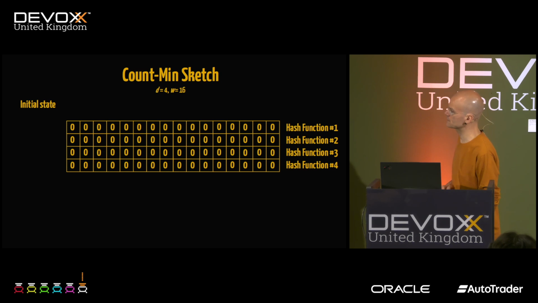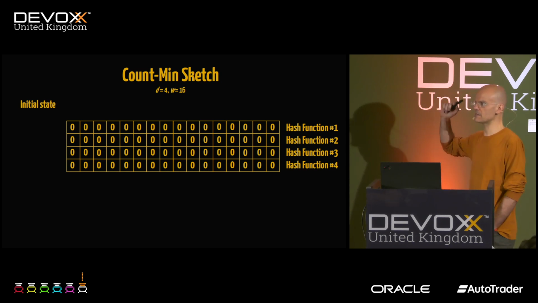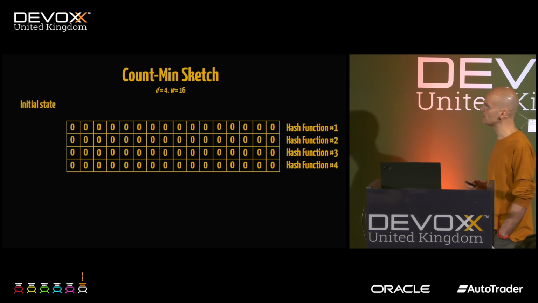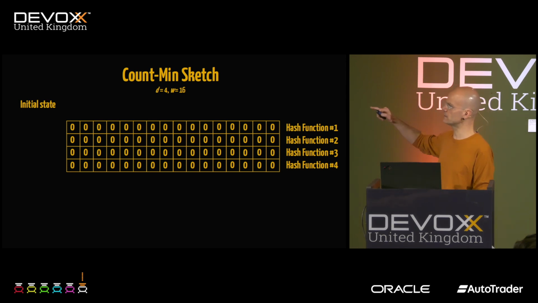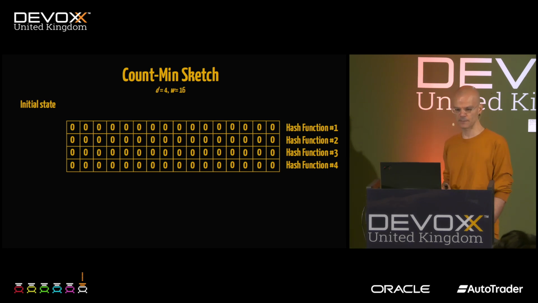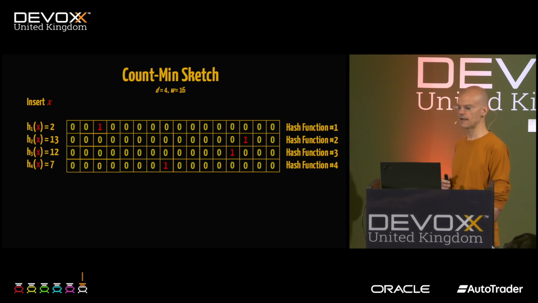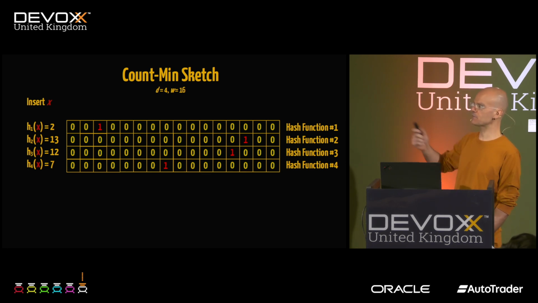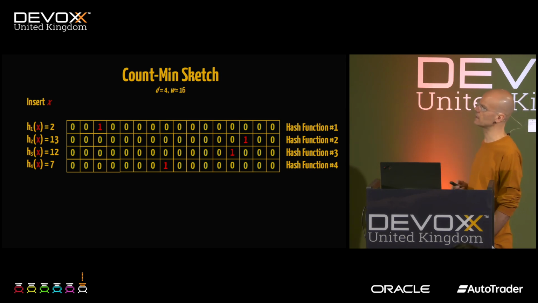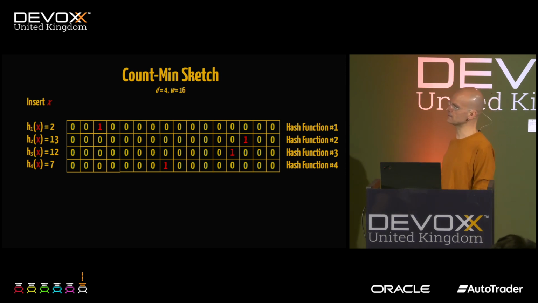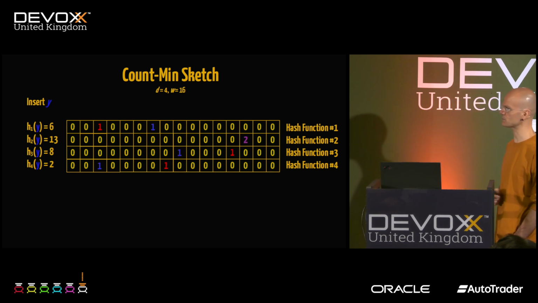Now let's see how it works in detail. This is the initial state. It's a bidimensional array, full of 0. The first row is the one that we map with hash function number 1. The second row is the one that we map with hash function number 2, and so on. So we want to insert x, and we apply the first hash function to x, and it gives us 2 as a result. So we put it in at index 2 of the first array, and the second hash function gives us index 13 for the second array, and we put it there, and so on for all the hash functions.